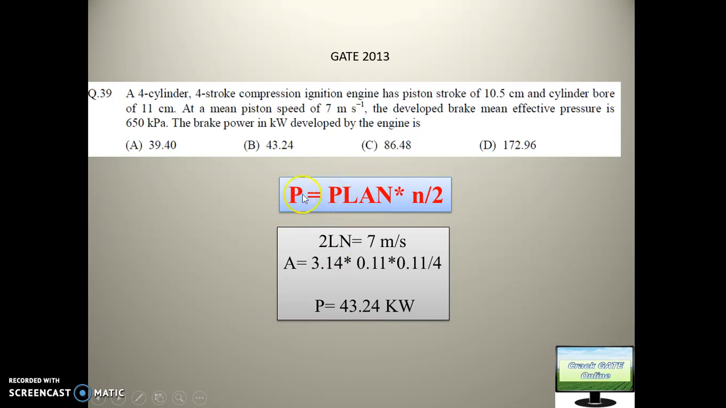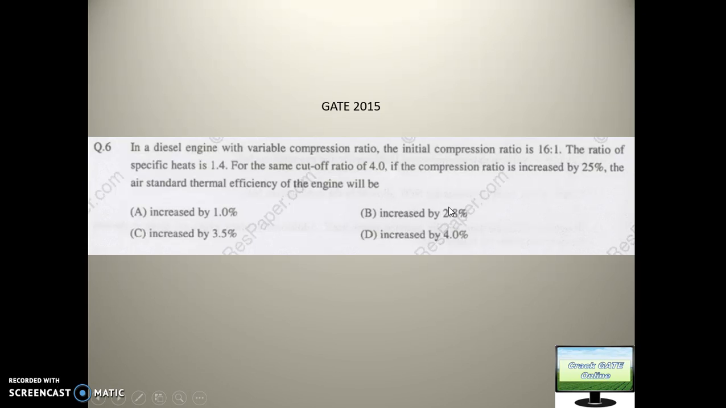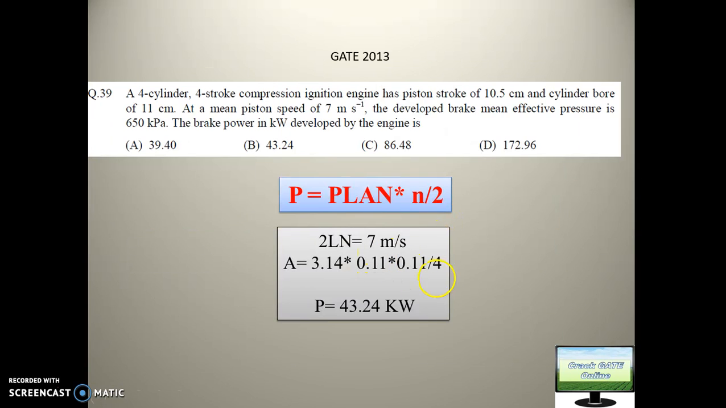So now we'll keep the P value, 650 kilopascal. So 650 into 10 to the power 3, into LN which is 3.5, into A which is pi into 0.11 into 0.11 divided by 4, into number of cylinders which is 4, upon 2 because it is a 4-stroke engine. Finally, when you calculate, you will get the value of power 43.24 kilowatt. So B will be your answer.